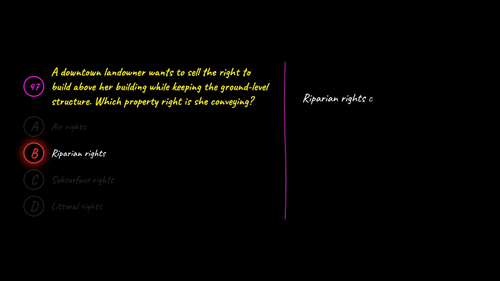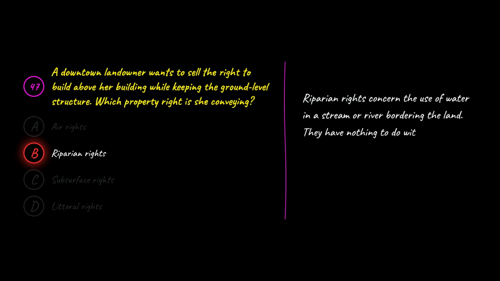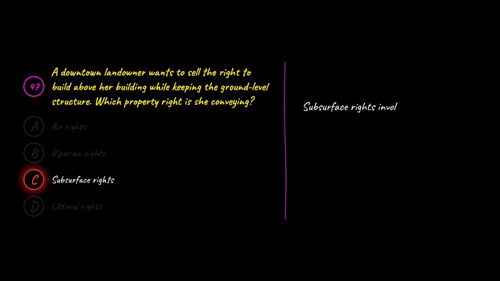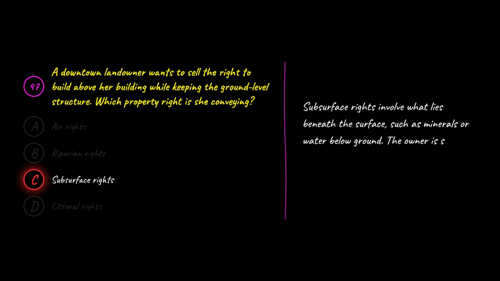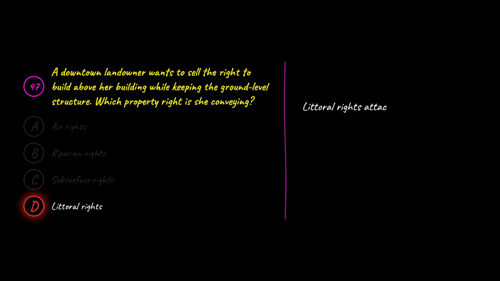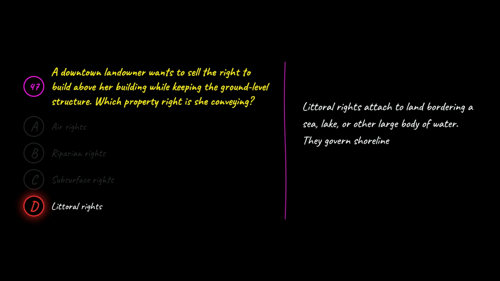B is wrong because riparian rights concern the use of water in a stream or river bordering the land. They have nothing to do with building in the airspace overhead, so this water-based right does not describe the transfer. C is wrong because subsurface rights involve what lies beneath the surface, such as minerals or water below ground. The owner is selling the space above the building, which is the opposite direction from these underground rights. D is wrong because littoral rights attach to land bordering a sea, lake, or other large body of water. They govern shoreline use, not the airspace above a downtown building, so this right is unrelated to the sale.